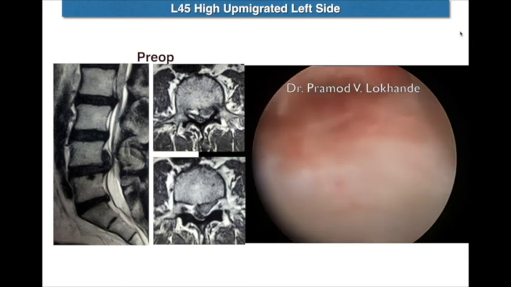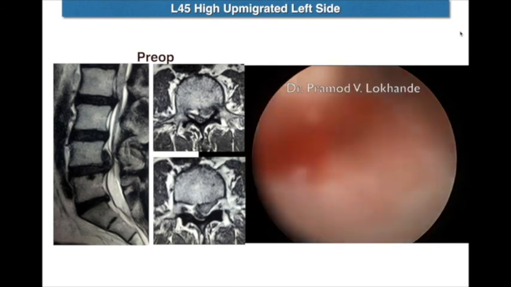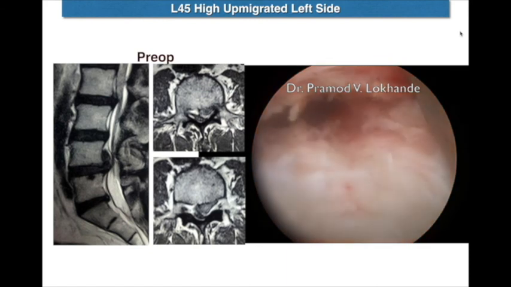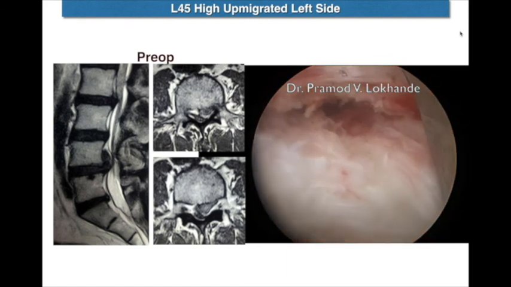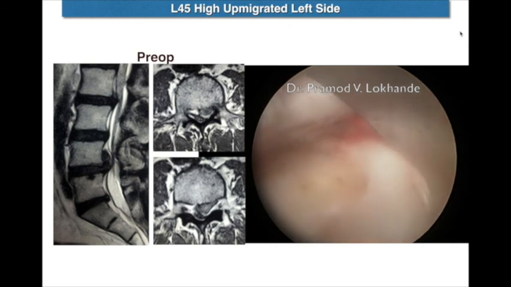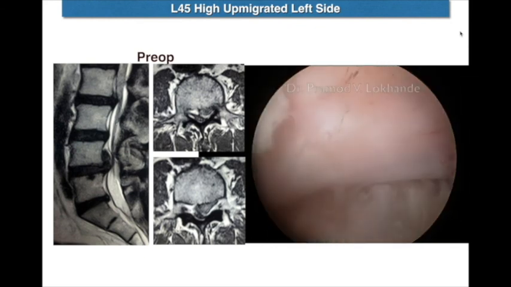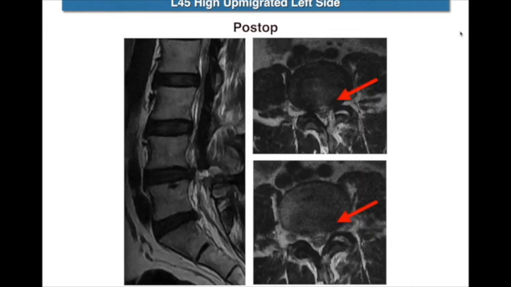See, the 25 degrees angled endoscope allows you to see under the dural sac and into the epidural space to look for any free fragments which can be easily removed till you are sure that nothing is left behind. And this is the final picture of fully decompressed nerve root. These are the post-operative MRIs showing the completely removed herniated fragment.